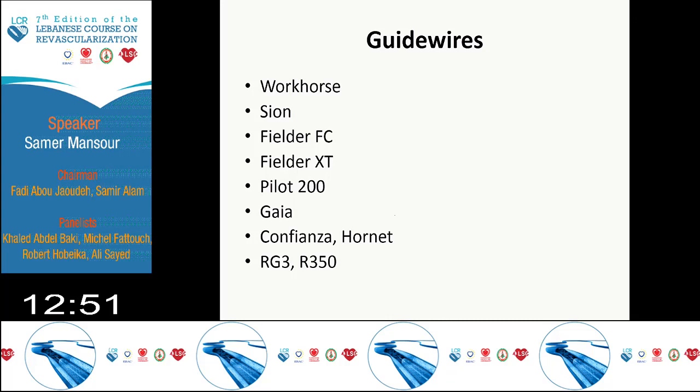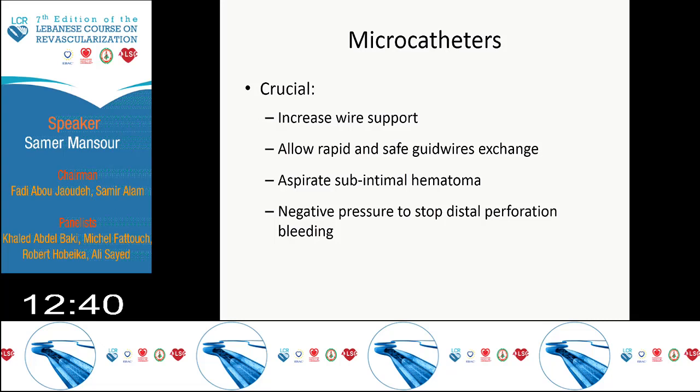The Gaia family did improve our antegrade success rate. They are CTO wires: navigators, and the piercers such as the Confianza or the Hornet 14 grams, and externalization wires, the RG3 and the R350.